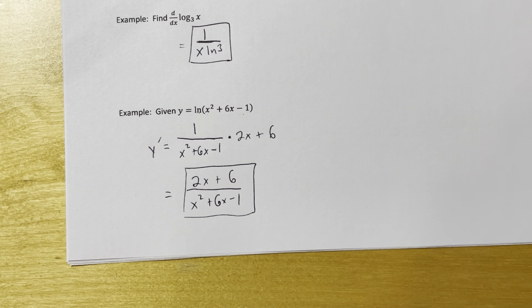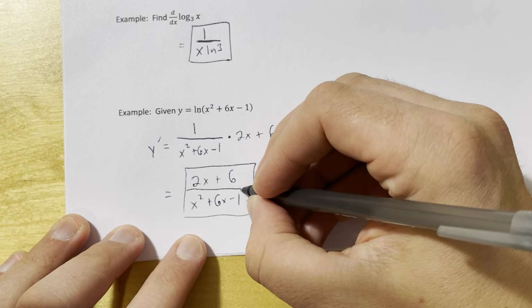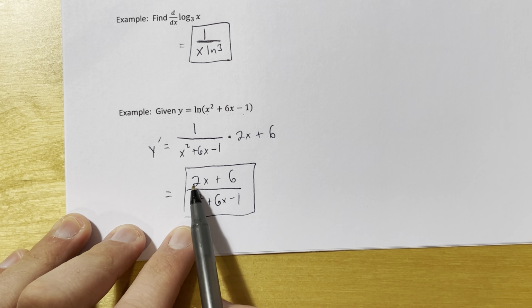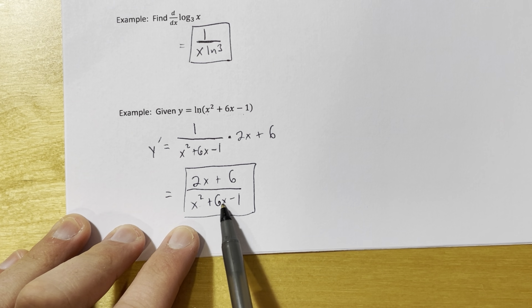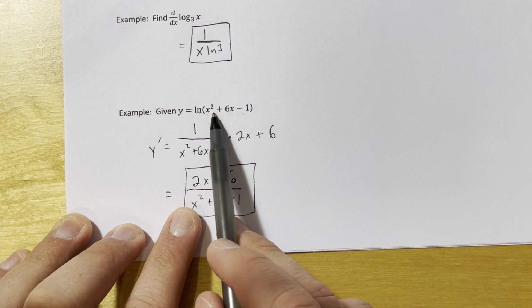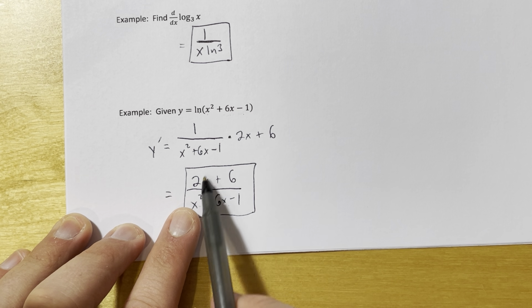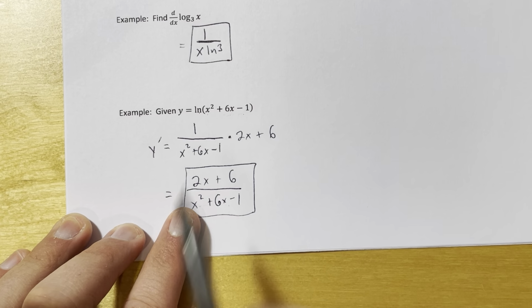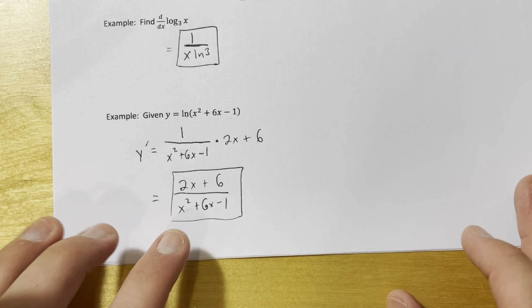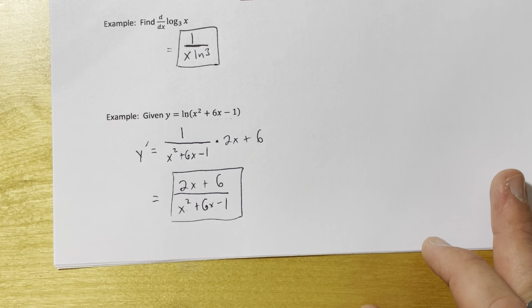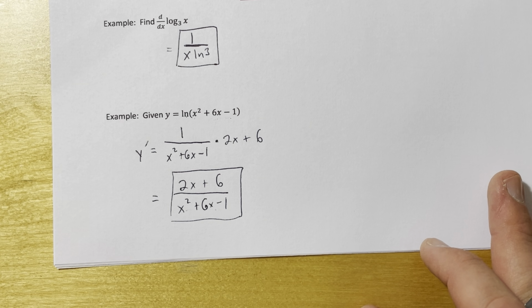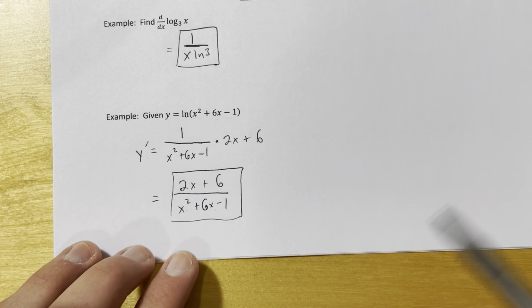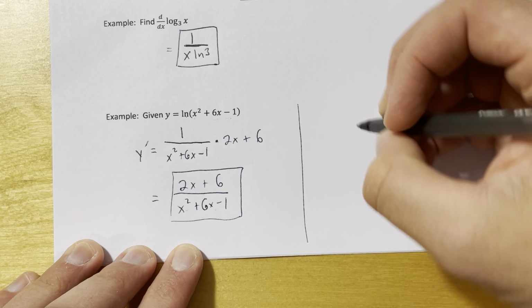Now I want to point something out about this example. The end result was a quotient, and the denominator in that quotient was the argument in my natural log, and the numerator was the derivative of that argument. And there was nothing special about the quadratic polynomial that was in there. It's better to recognize a more general pattern here. So the pattern is this.